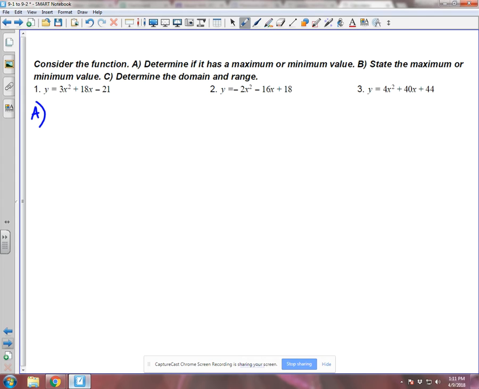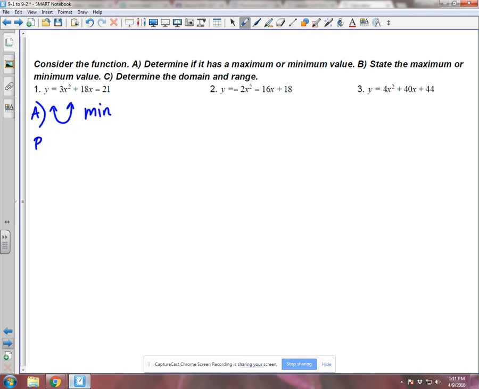A min, because folks, this will be a smiley face, right? The way we know it's a smiley face is if it starts with a positive, it's going to be face up like this, like that. If it starts with a negative, it'll be face down. If it's face up, that means it's going to have a minimum value. Okay, so William is correct. It does have a min.